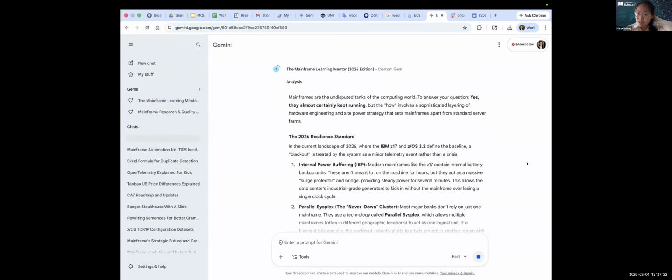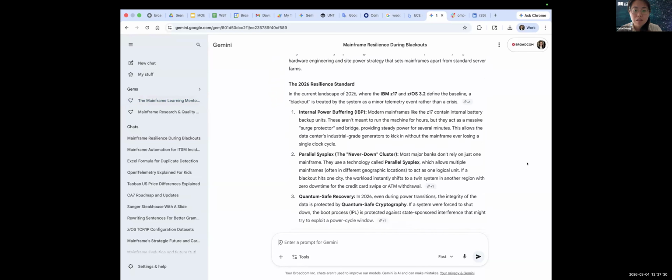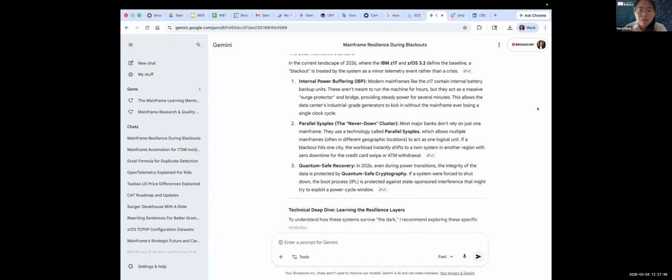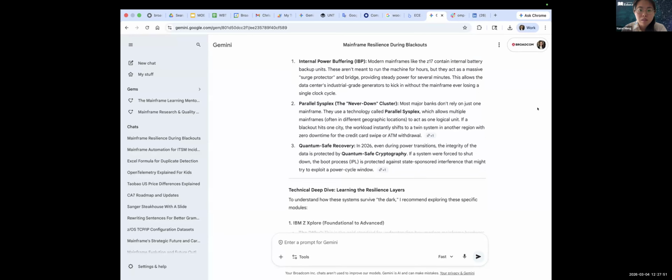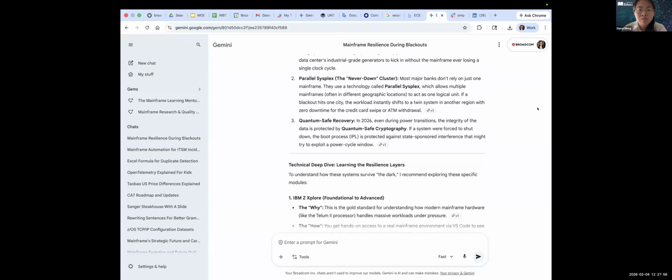Okay, so throw out the question and then it'll come back. We will not read into the lines of the specific answer, but it mentioned the 2026 resiliency standard. Again, we set it to prioritize Z17 and z/OS 3.2. That's why it comes on top as a baseline. Internal power buffering, parallel sysplex, quantum safe recovery.